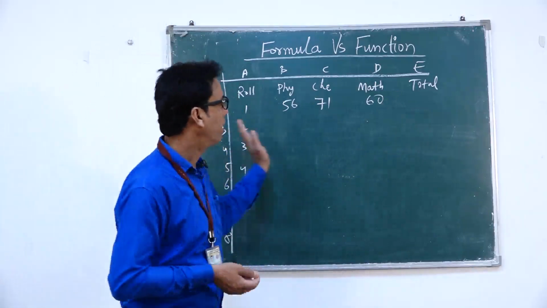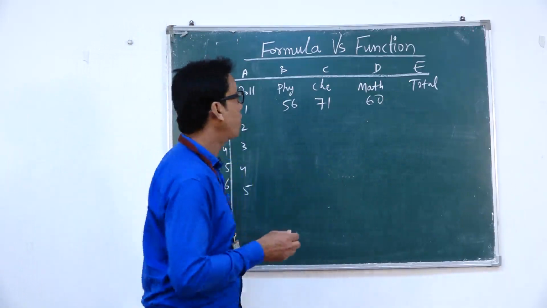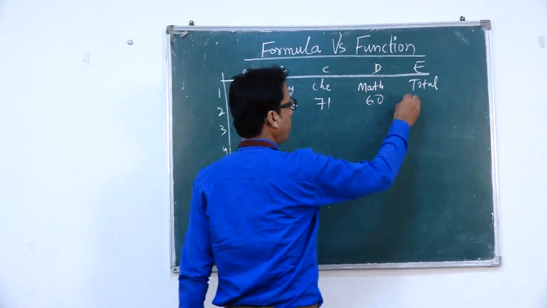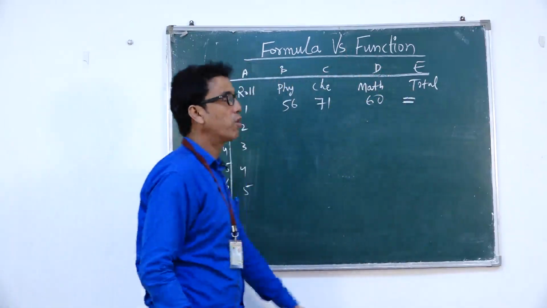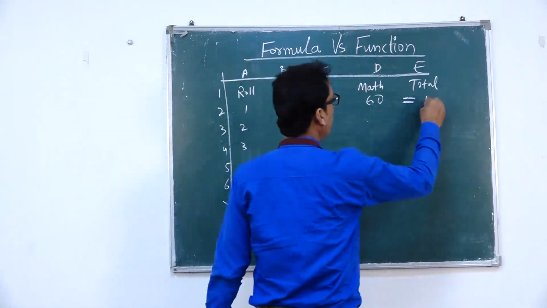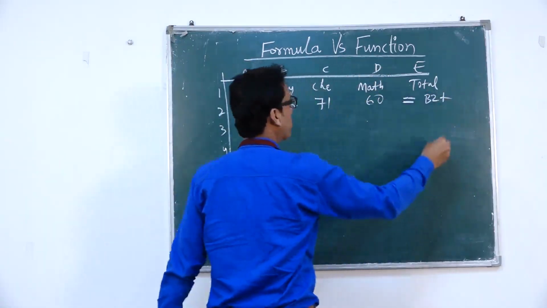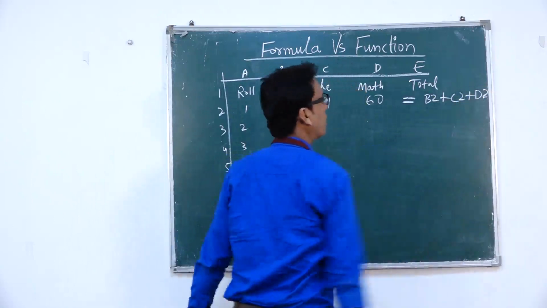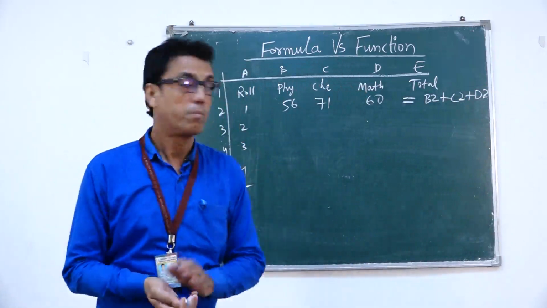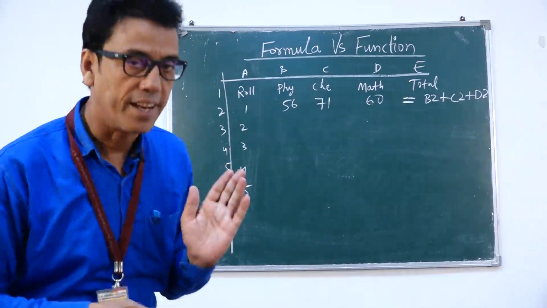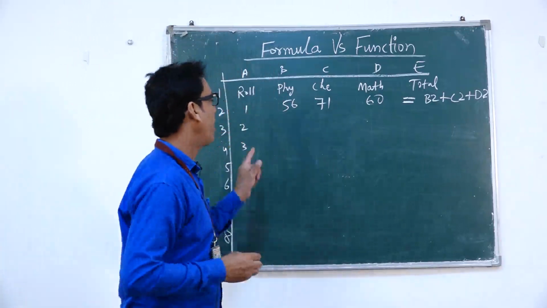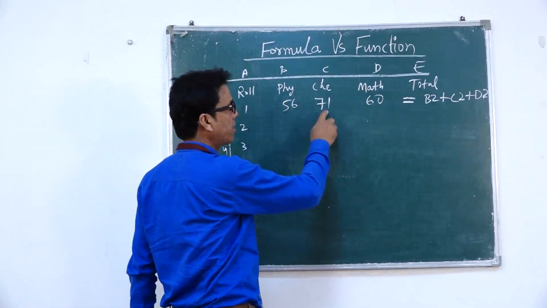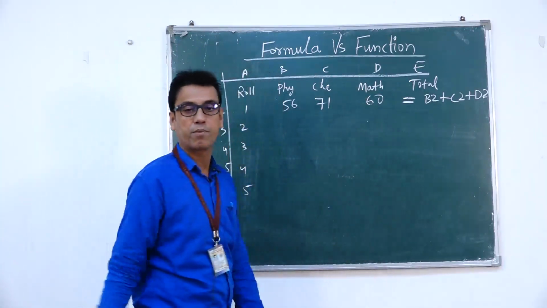When we want Excel to do a calculation, we put in either a formula or a function. Here we type equals B2 plus C2 plus D2. B2 plus C2 plus D2 will calculate the addition of 56, 71 and 60.